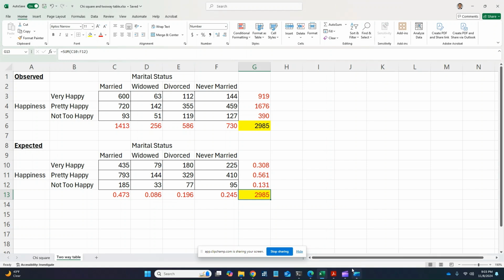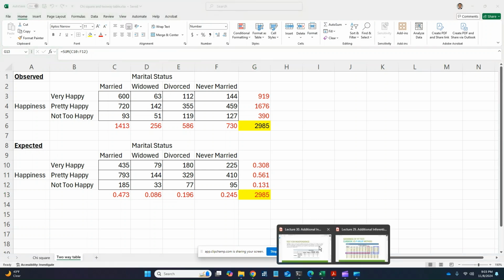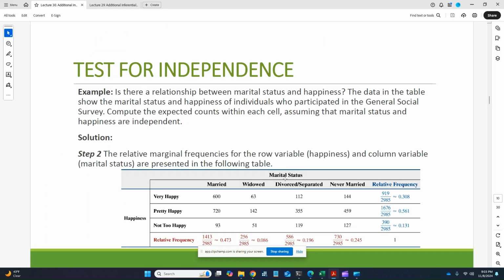Now, to calculate the chi-square, what do we have to do? We have to use this formula here.